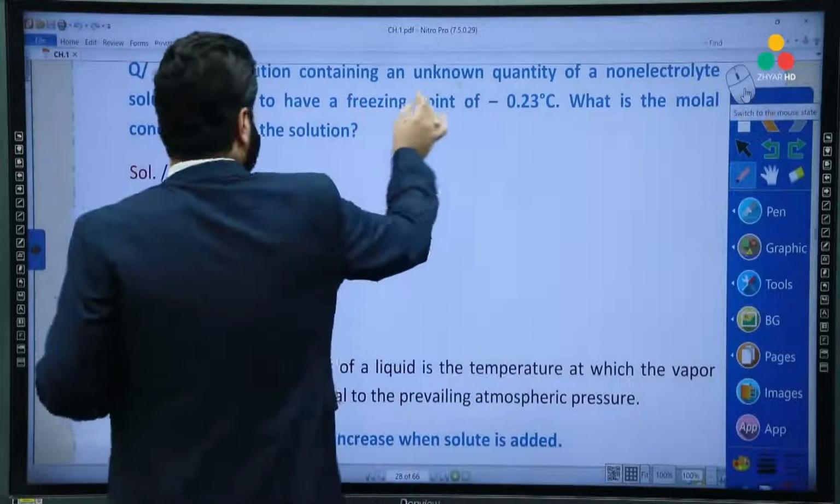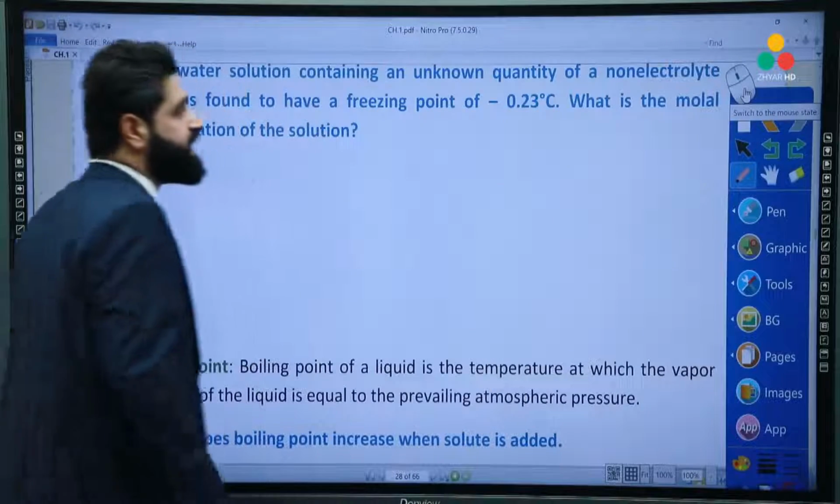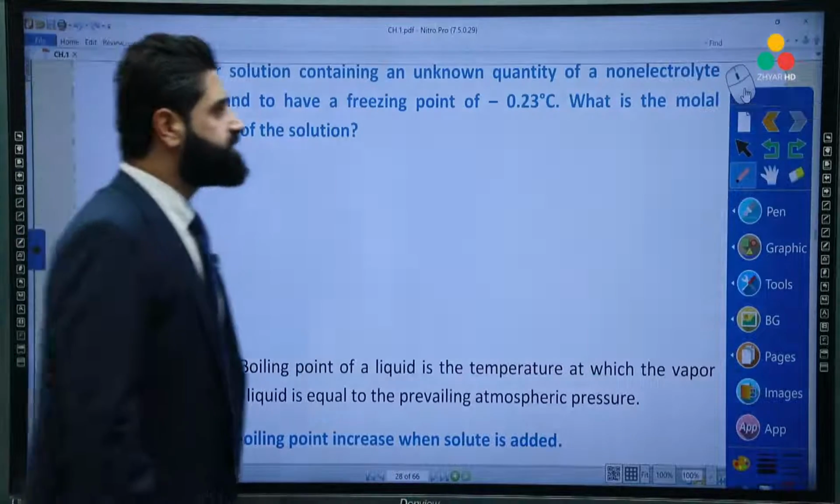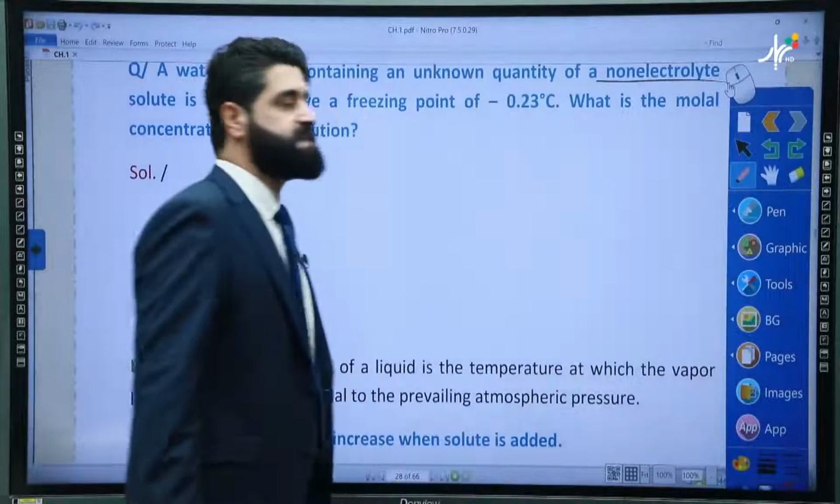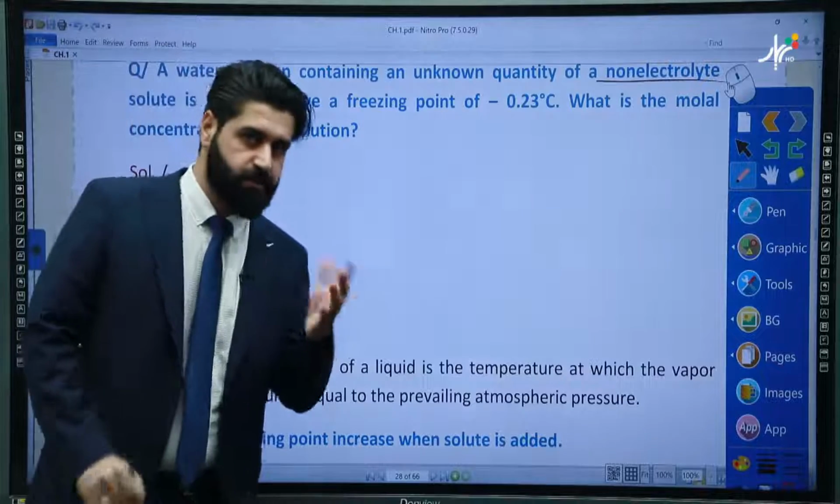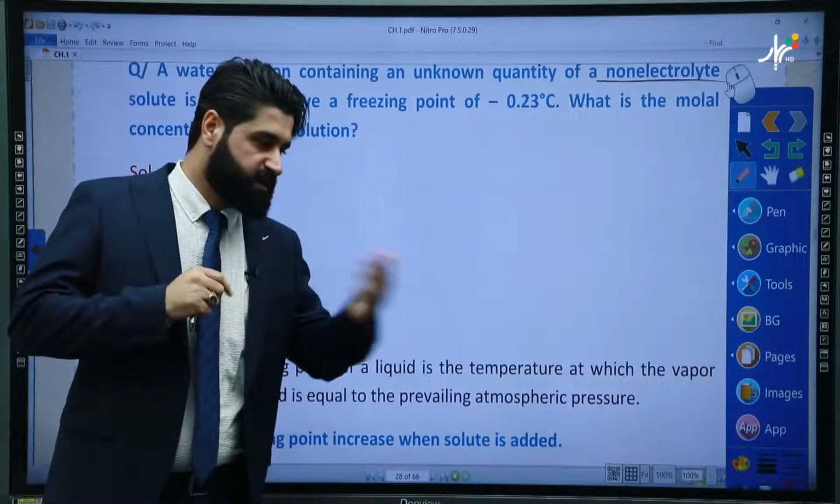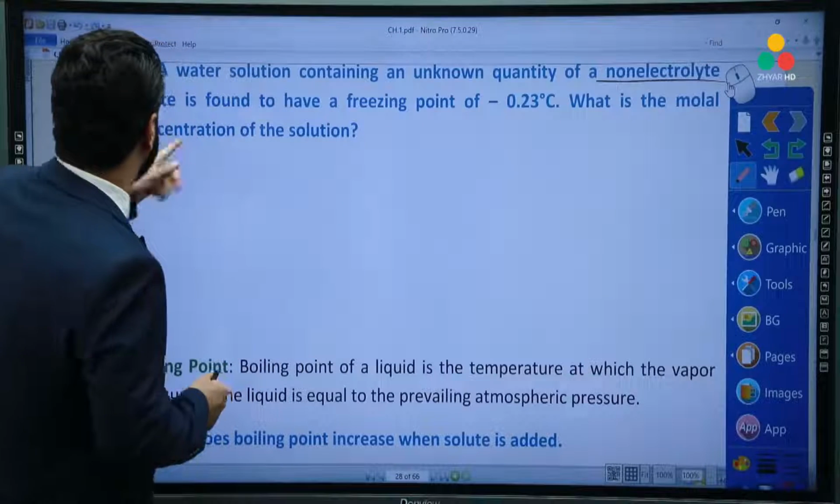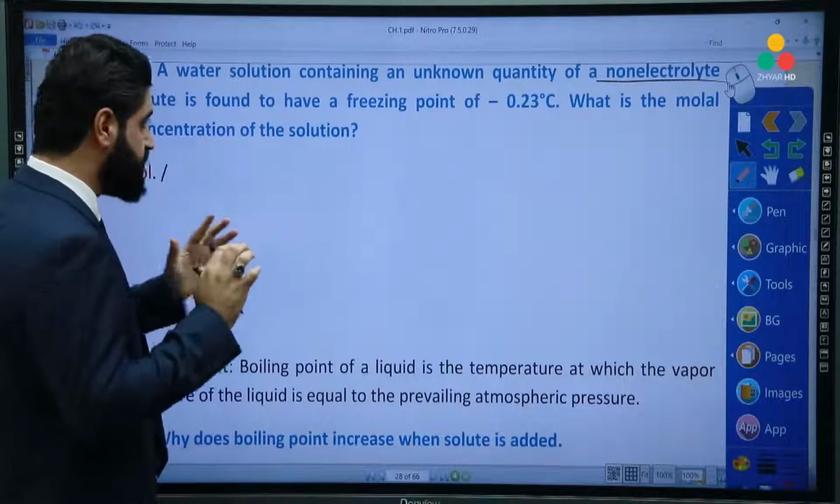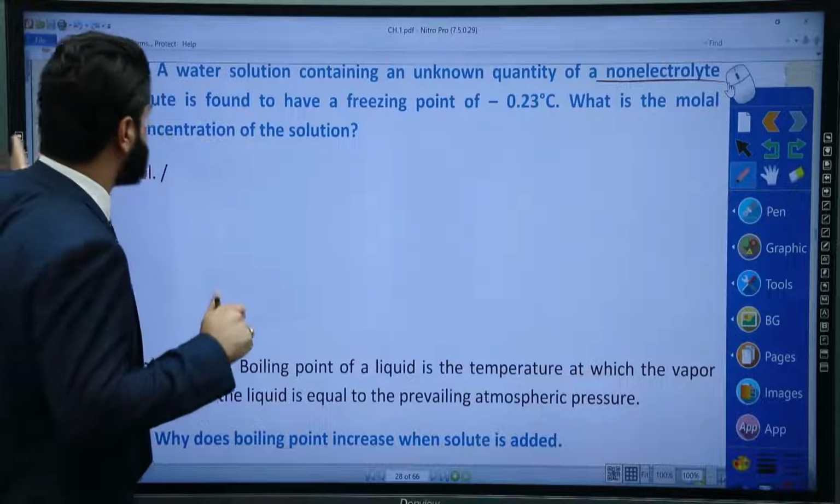A water solution containing an unknown quantity of non-electrolyte. After that, I will tell you why the solute is always a non-electrolyte. I told you there are two parts. We'll start with non-electrolyte, then electrolyte, because the equations are still not complete, but these are just for non-electrolytes.